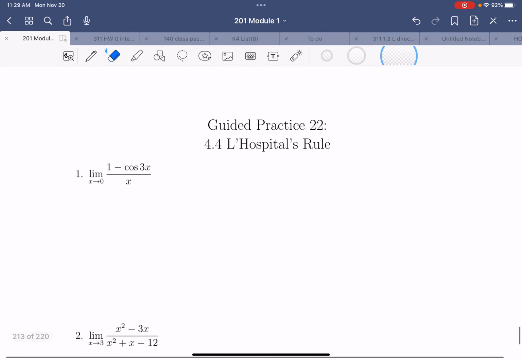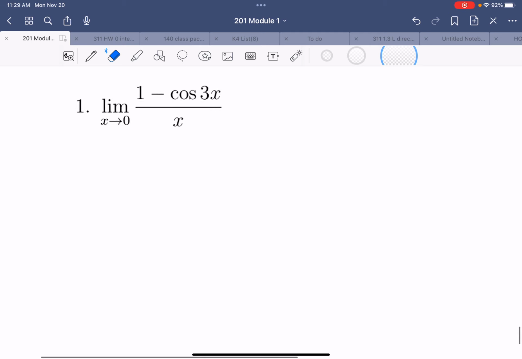Hi all, we are picking up today from guided practice 22 on L'Hopital's rule. Let's just run through some of these examples. Some of these we did in class, but some of them we didn't, so I just wanted to run through them one at a time.